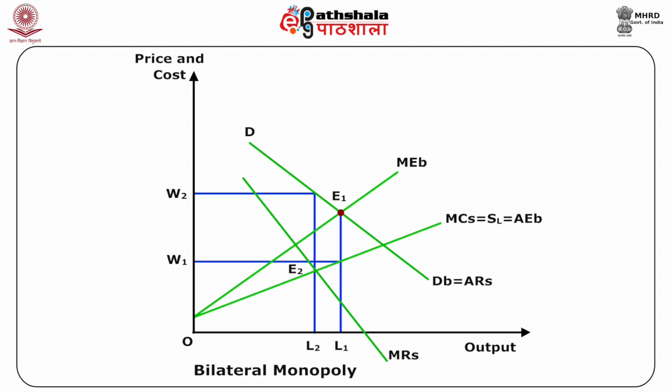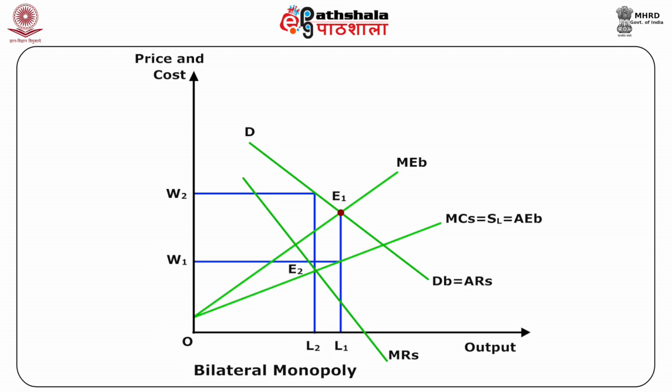Suppose in the first case, the monopsonist assumes that he has full market power to set the price and output. So, as to maximize profit, he will equate marginal expenditure to the marginal value indicated by the demand curve DDB. The monopsonist equilibrium will occur at point E1 where the marginal expenditure curve MEB intersects the demand curve DDB. The monopsonist equilibrium price is OW1 and equilibrium quantity is OL1. The monopsonist is maximizing his profit by optimally purchasing OL1 at OW1 price.